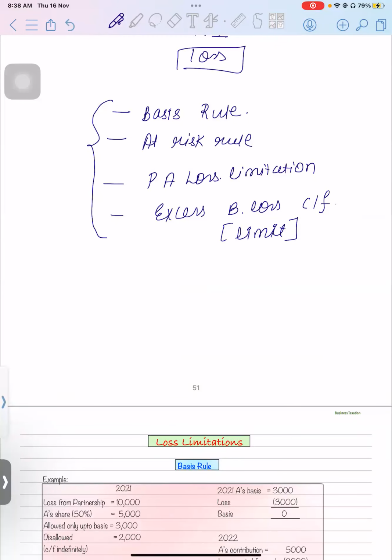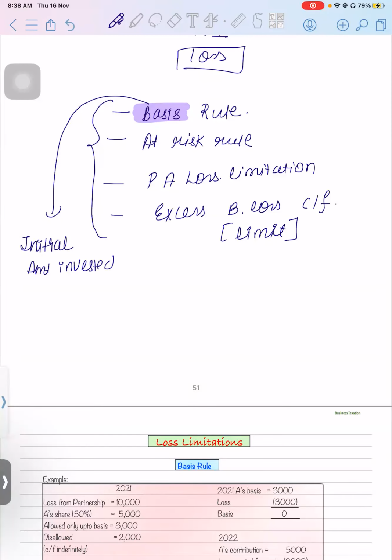First, understand the meaning of basis, because this word we are going to use a lot in part 2 syllabus. Okay, in partnership chapter, we'll see what is the basis of a partner, what is the basis of a partnership firm. In asset topic, we will see what is the basis of a property. In S corporation also, there will be a basis. So what actually is this basis? Whatever is your initial amount which you have invested.